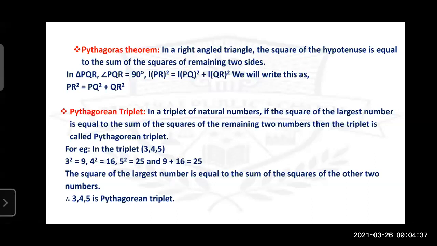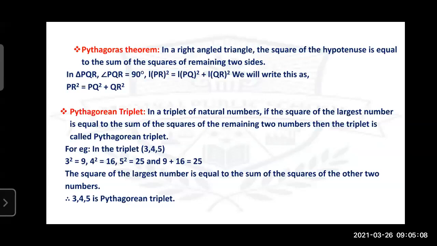And the second topic is Pythagorean triplet. So for Pythagorean triplet, we show that if the square of the largest number is equal to the sum of the squares of the remaining two numbers, then the given triplet is a Pythagorean triplet. Okay, so 3, 4, 5, the largest one is 5. First you have to find the square of the largest number, that is 25, and then sum the squares of the remaining two numbers, so you get 25.